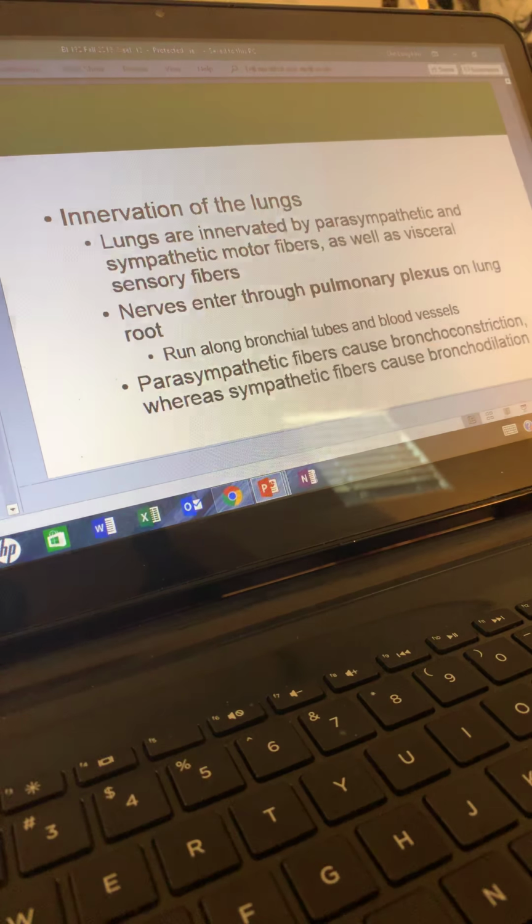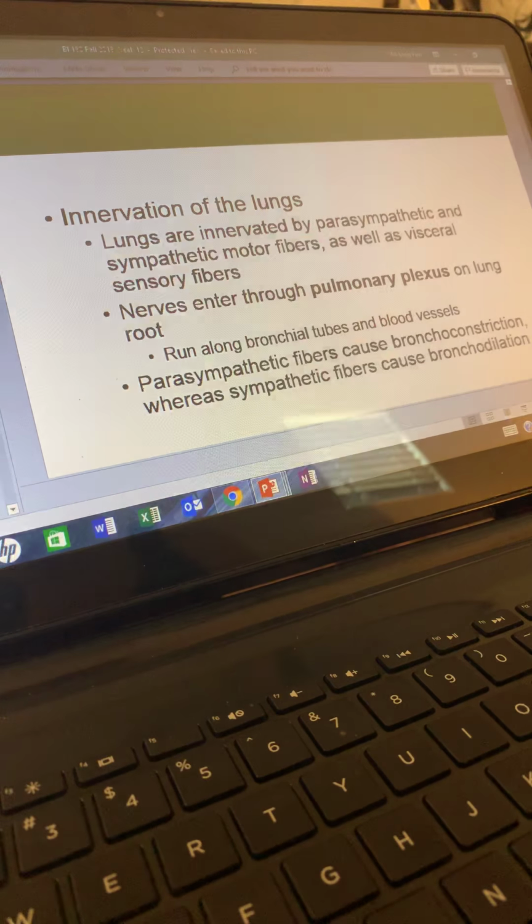Parasympathetic fibers cause bronchoconstriction, whereas sympathetic fibers cause bronchodilation. If you recall, the sympathetic nervous system has to do with fight or flight, right? Parasympathetic has to do with rest and digest. So when you are in fight or flight mode, you're going to have bronchodilation. You're going to need it so that you get the maximum amount of air coming in, and so you get maximum oxygen perfusion to the lungs, and so all of your muscles can get access to it.